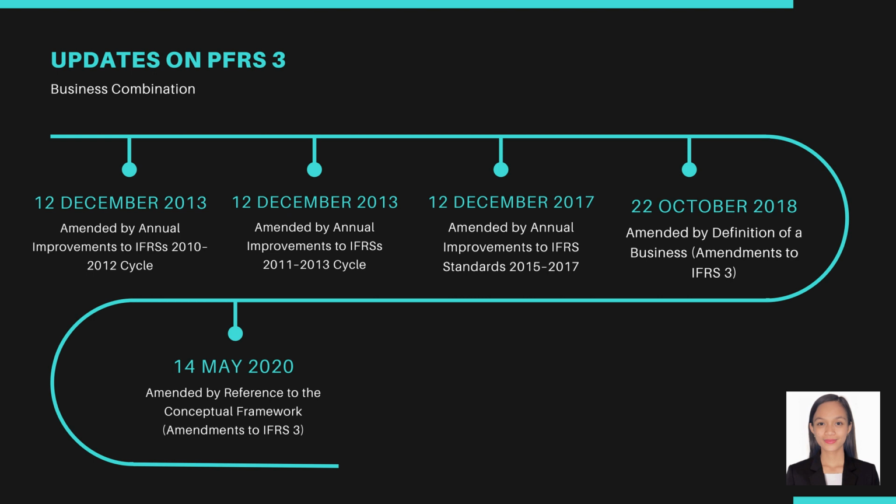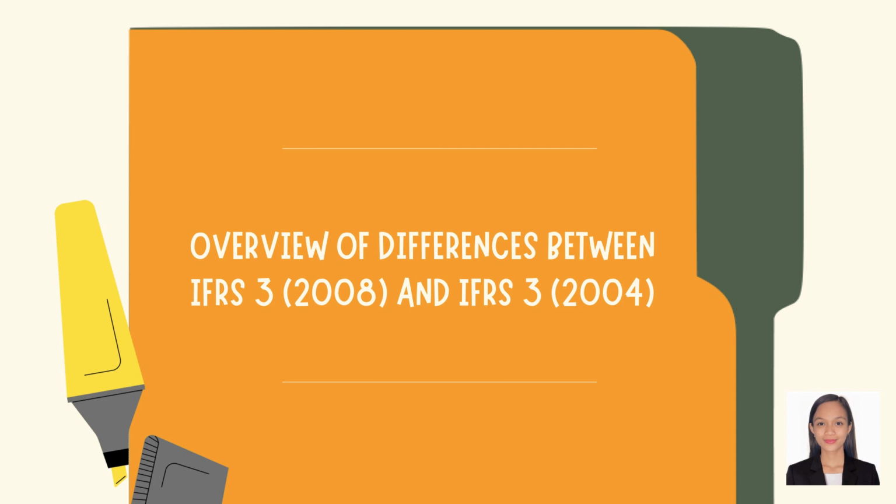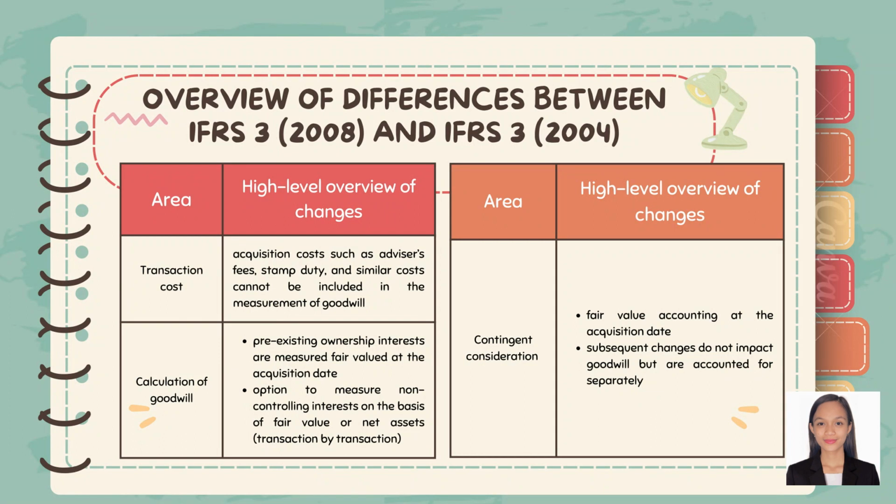Now, we are going to summarize some of the key differences between the IFRS 3, our recent, and the IFRS 3, the 2004, which is the first issued IFRS 3 na pinalitan ang ating IAS 22. So, when it comes to the transaction costs, acquisition costs such as advisor's fees, stamp duty, and similar costs cannot be included in the measurement of goodwill. So, it is an example of mga ina-expense out na mga kind of acquisition costs.